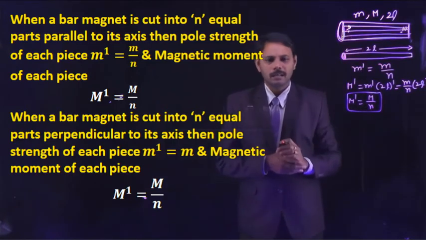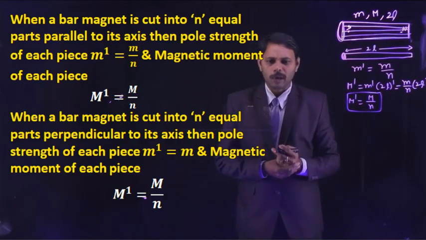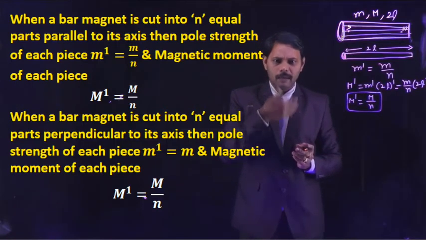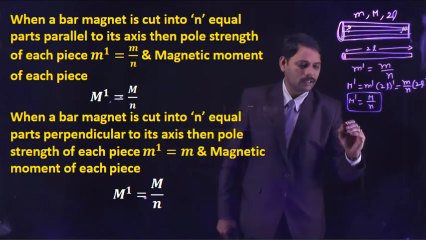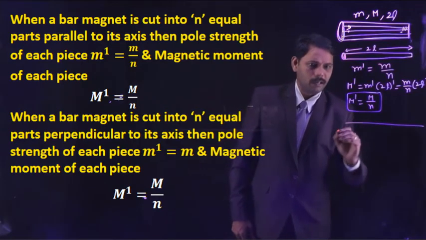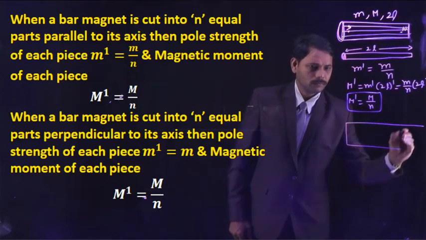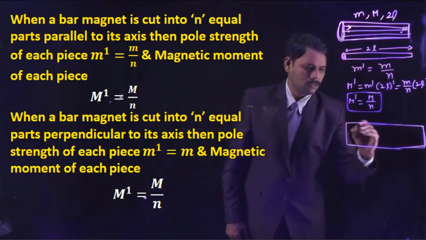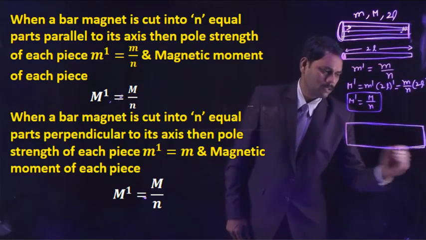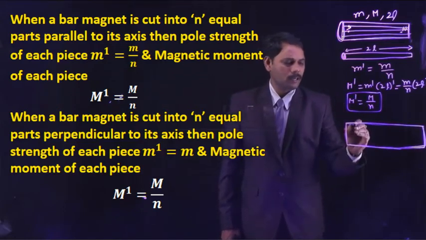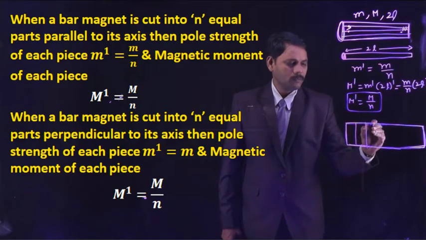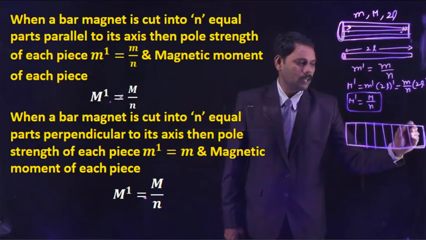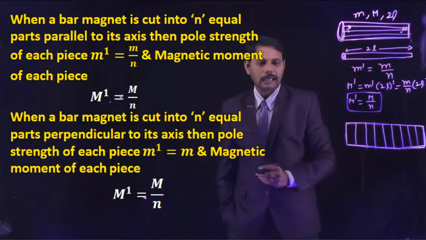Consider the same magnet, having pole strength small m, magnetic moment capital M, and length 2l. Now let the magnet be cut into n equal parts perpendicular to its length. Students, let us consider the same magnet. Let this be the cutting. Observe it. I am considering the elements perpendicular to its length. It is cut into n equal parts perpendicular to its length, as shown in the second diagram.